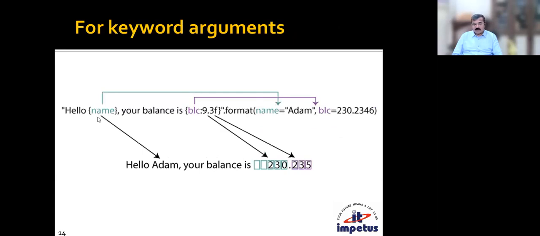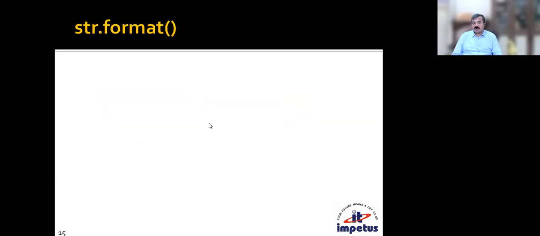I could also go ahead with the other technique, which is keyword argument parameters, or keyword parameters. Here I'm saying hello name. And here I have given a key value combination. Name is equal to Adam, BLC, that is balance, is equal to so-and-so. So wherever I use this keyword, the value associated with that keyword name, that is Adam, will get substituted. Here I'm saying balance. The value associated with this balance key will get substituted. And then there can be a format associated with that. So that's the style in which we can go ahead with this.